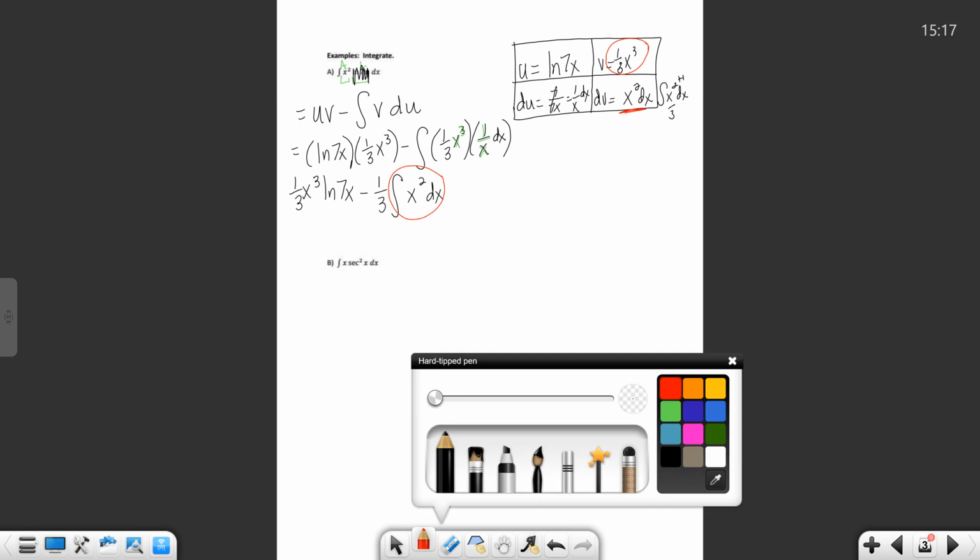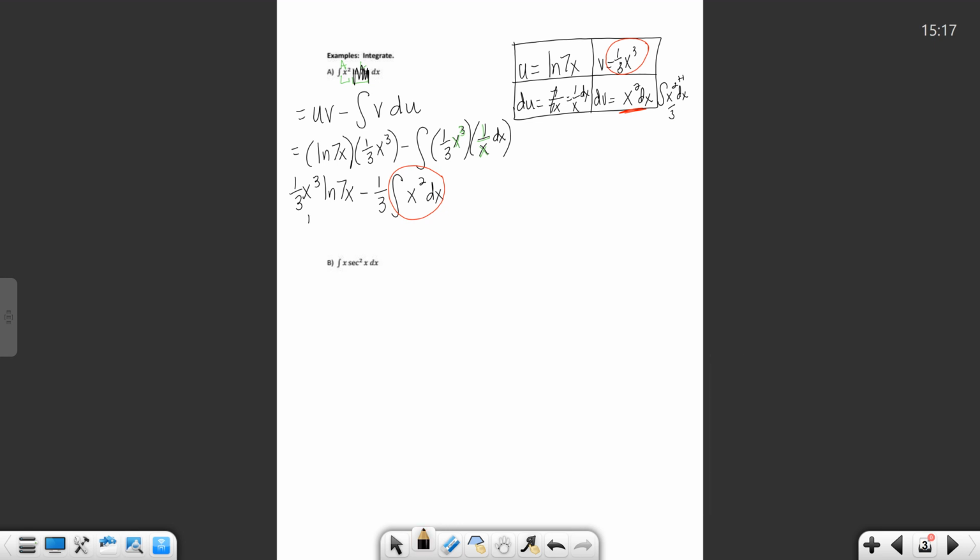Okay, so we've got 1/3 x cubed times the natural log of 7x minus 1/3, all right, times another 1/3 x cubed. And then we put our plus c on there. So multiplying that together, I get 1/3 x cubed natural log 7x minus 1/9 x cubed plus c. Okay, there you go.